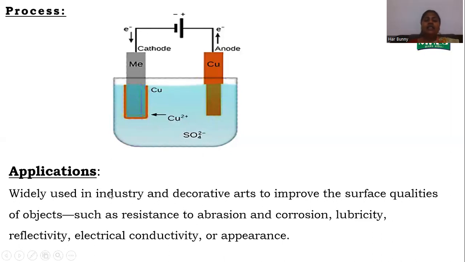Okay, and in industries, to improve the electrical conductivity of the metal, right? And also it will resist the corrosion. Okay, the metal has to resist the corrosion, right? So in that way, this electroplating process is applicable. Okay, so the next one.